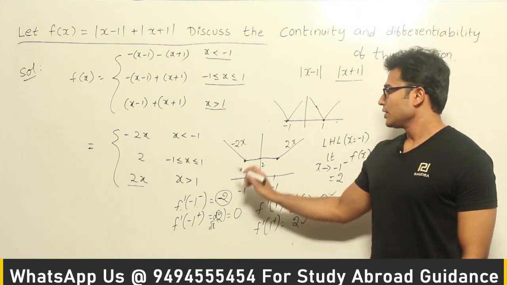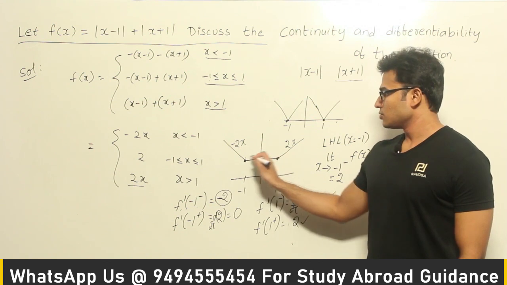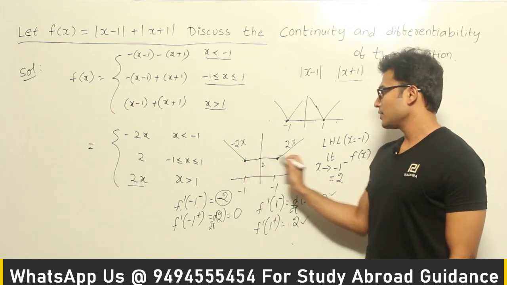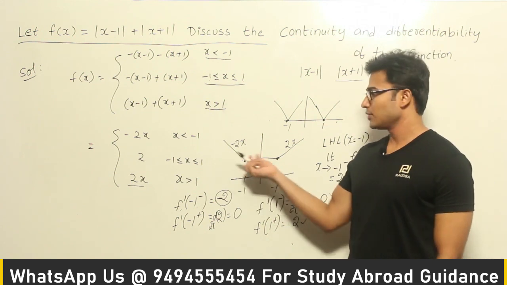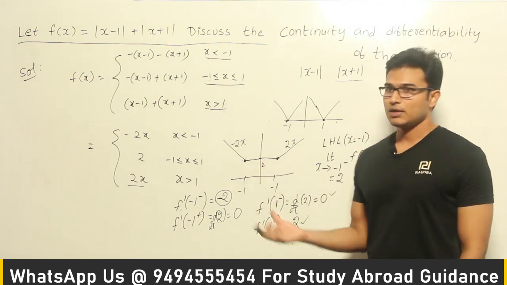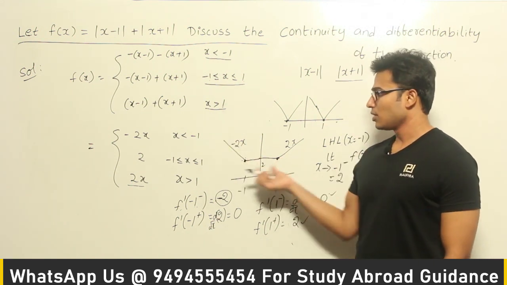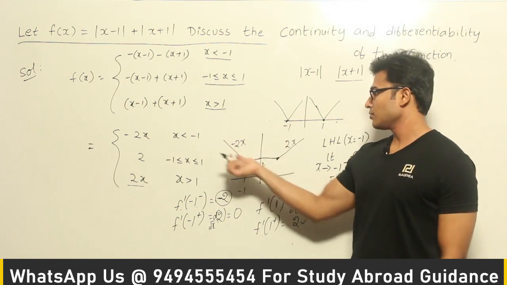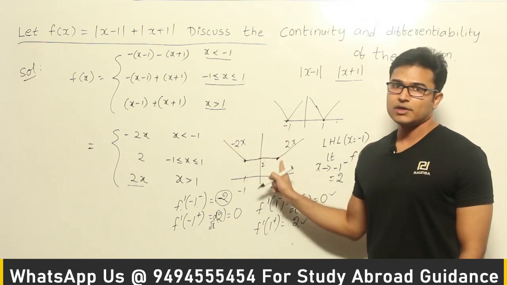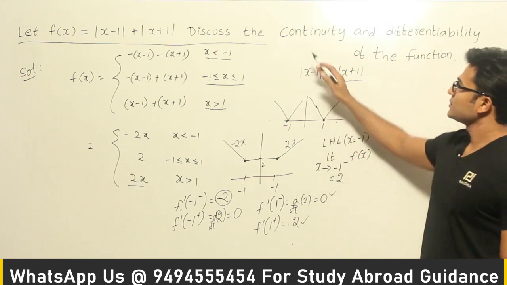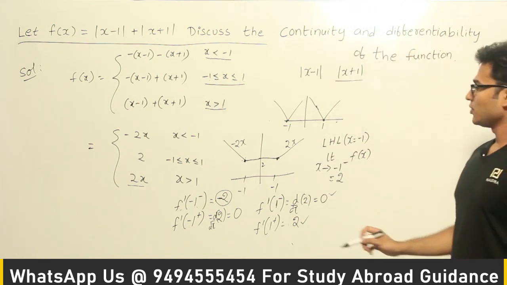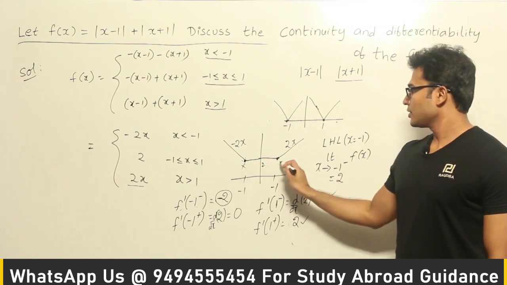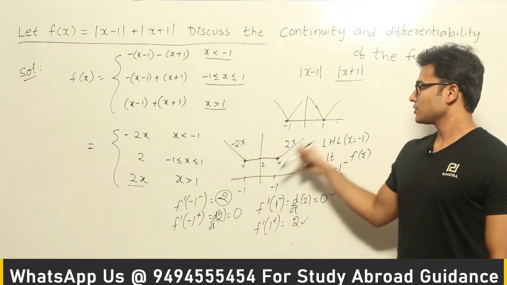So what can we say? The function is not derivable at these 2 points, and other than this, everything is smooth. So it must definitely be derivable at all the other points, right? The function is continuous at all the points, and the function is derivable at all the points except 1 and -1. So that is what they asked: discuss the continuity and derivability of the function. Got it? So it is not derivable at this point and at this point, and it is continuous throughout the range.